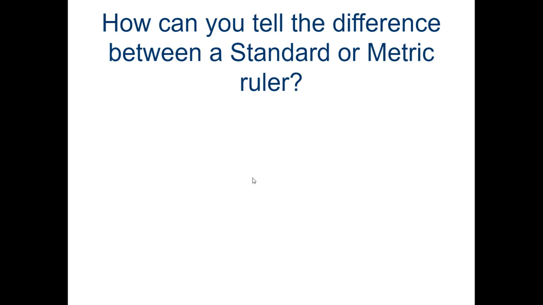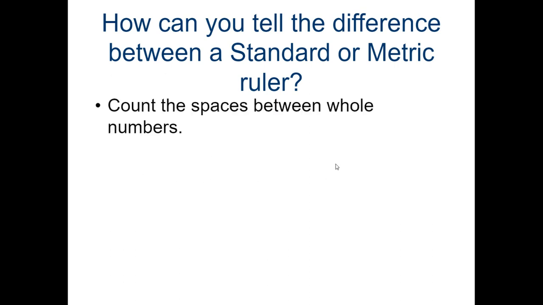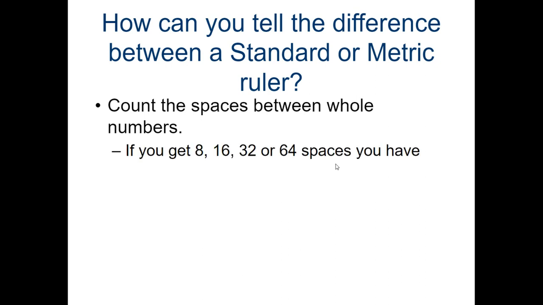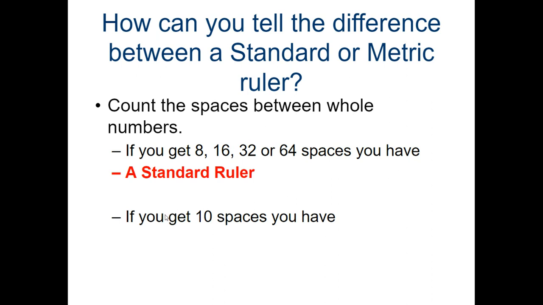So how can you tell the difference between a standard or metric ruler? You count the spaces between the whole numbers. If you get 8, 16, 32, or 64 spaces, which you'll see on those architect rulers, then you have a standard ruler. If you get 10 spaces, then you have a metric ruler. That's the easiest way that you can tell, is the number of spaces that are between the main numbers that are listed on the ruler.